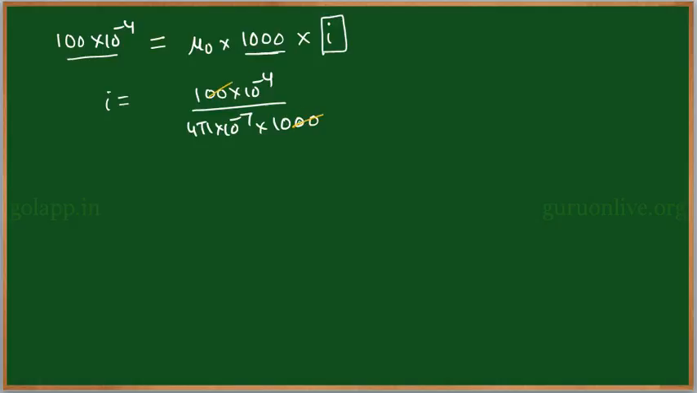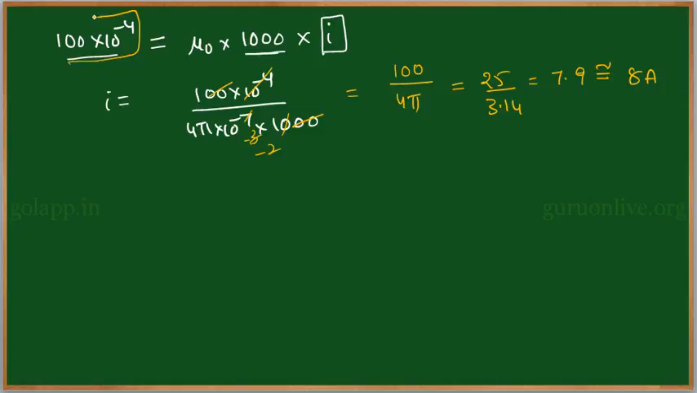Two zeros cancel. 10 to the power of minus 4 over 10 to the power of minus 3 under the zero, and you will get minus 2 here. You will get 100 divided by 4 pi, which is equal to 25 divided by 3.14, which is nearly 7.9 or nearly 8 amperes. So if we send an 8 ampere current through the coil which is having 1000 turns per meter, then you will get the required magnetic field, that is 100 Gauss.